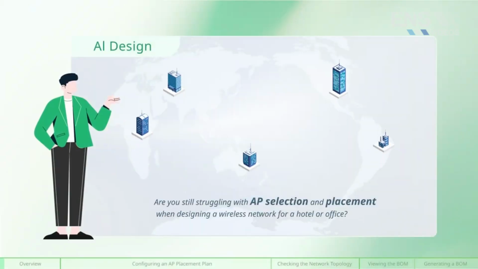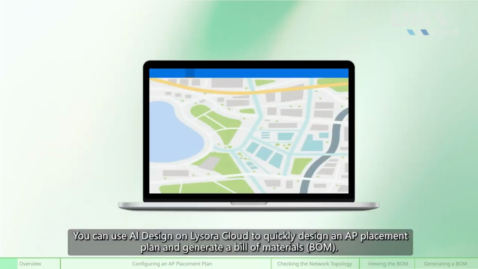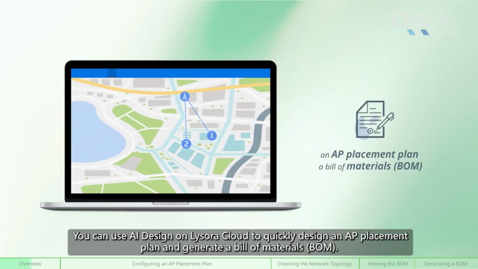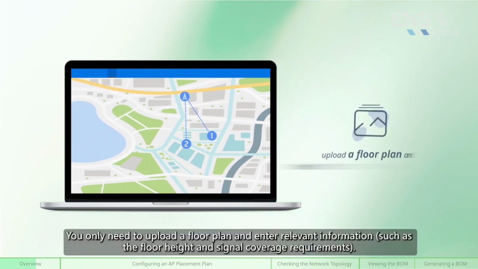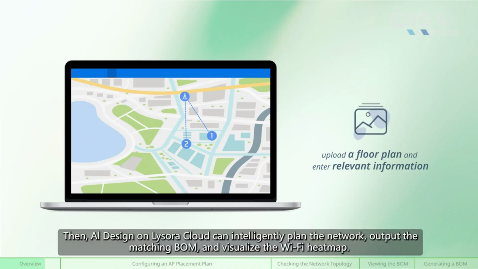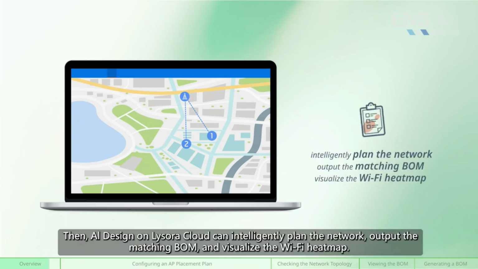Are you still struggling with AP selection and placement when designing a wireless network for a hotel or office? You can use AI Design on Lysora Cloud to quickly design an AP placement plan and generate a bill of materials, BOM. You only need to upload a floor plan and enter relevant information. Then, AI Design on Lysora Cloud can intelligently plan the network, output the matching BOM, and visualize the Wi-Fi heat map.